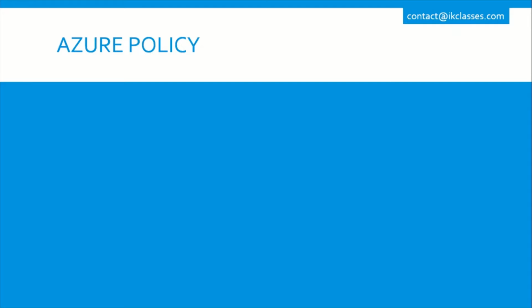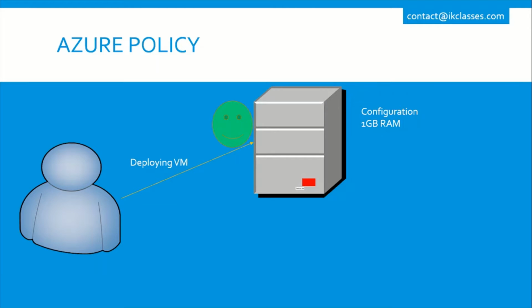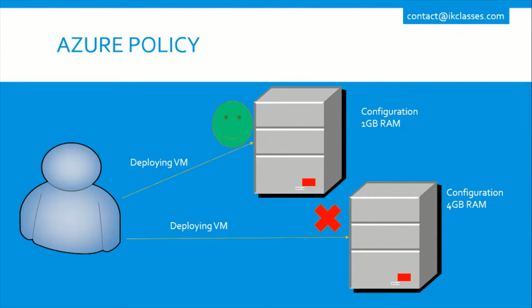Let's assume that we have an organization that hosts websites for our customers. We have given them the authority to create virtual machines so that they can host their websites. But we want to restrict them from deploying high configuration VMs, or we want them to deploy the machine in certain regions. This can be achieved using Azure Policies.